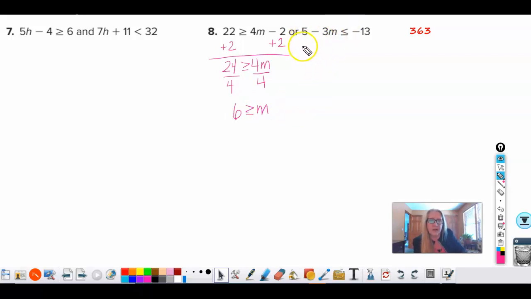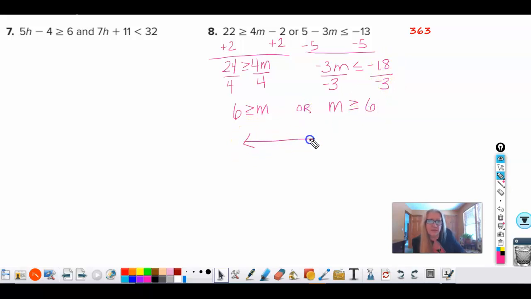Here, we want to get rid of this 5, so we're going to subtract 5 from both sides. That gives us -3m is less than or equal to -18. We divide both sides by -3. Now be very careful. It's very easy to forget that if you multiply or divide both sides by a negative, you have to switch the sign. So now we're going to switch the sign here. M is going to be greater than or equal to, and a negative divided by a negative is a positive 6.